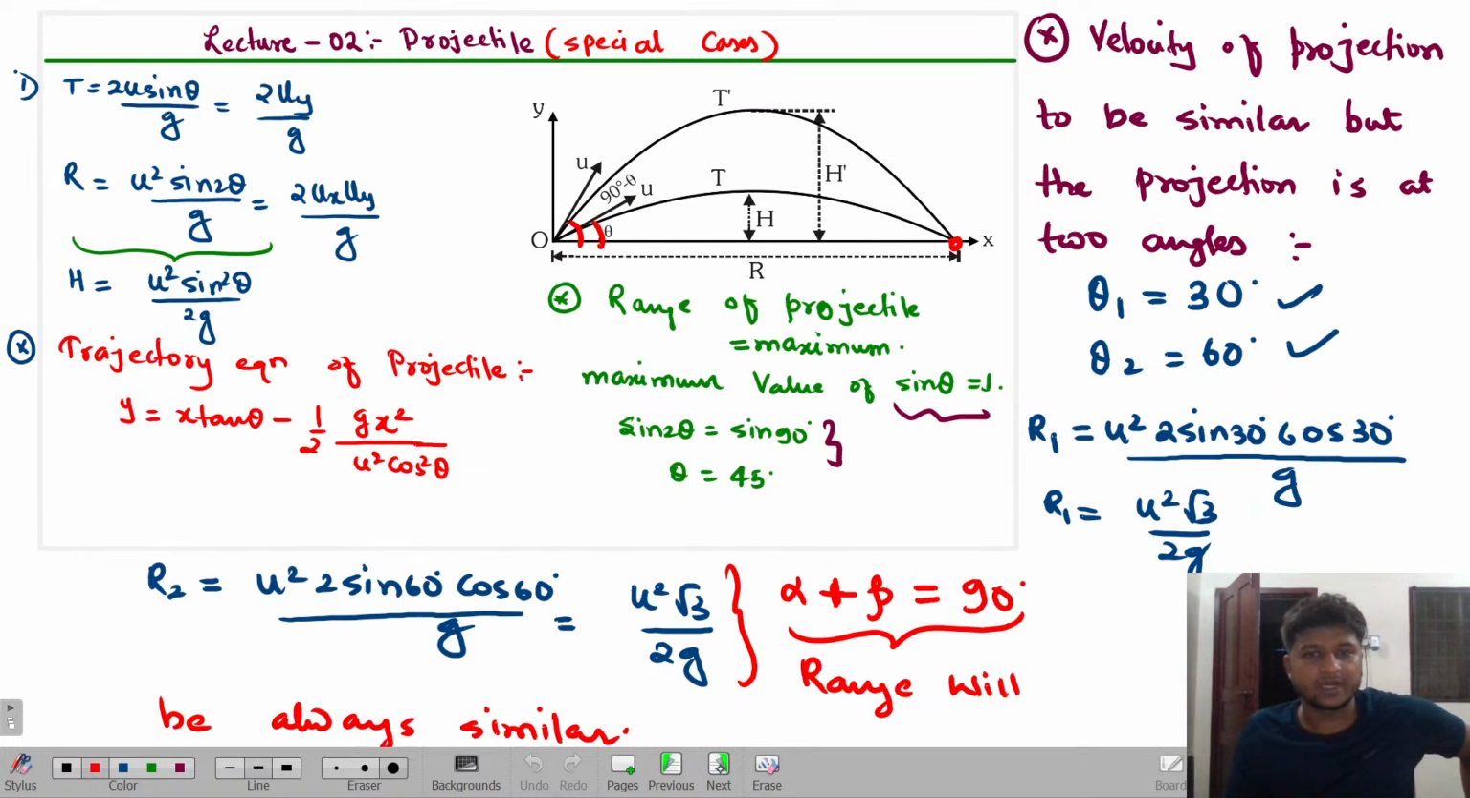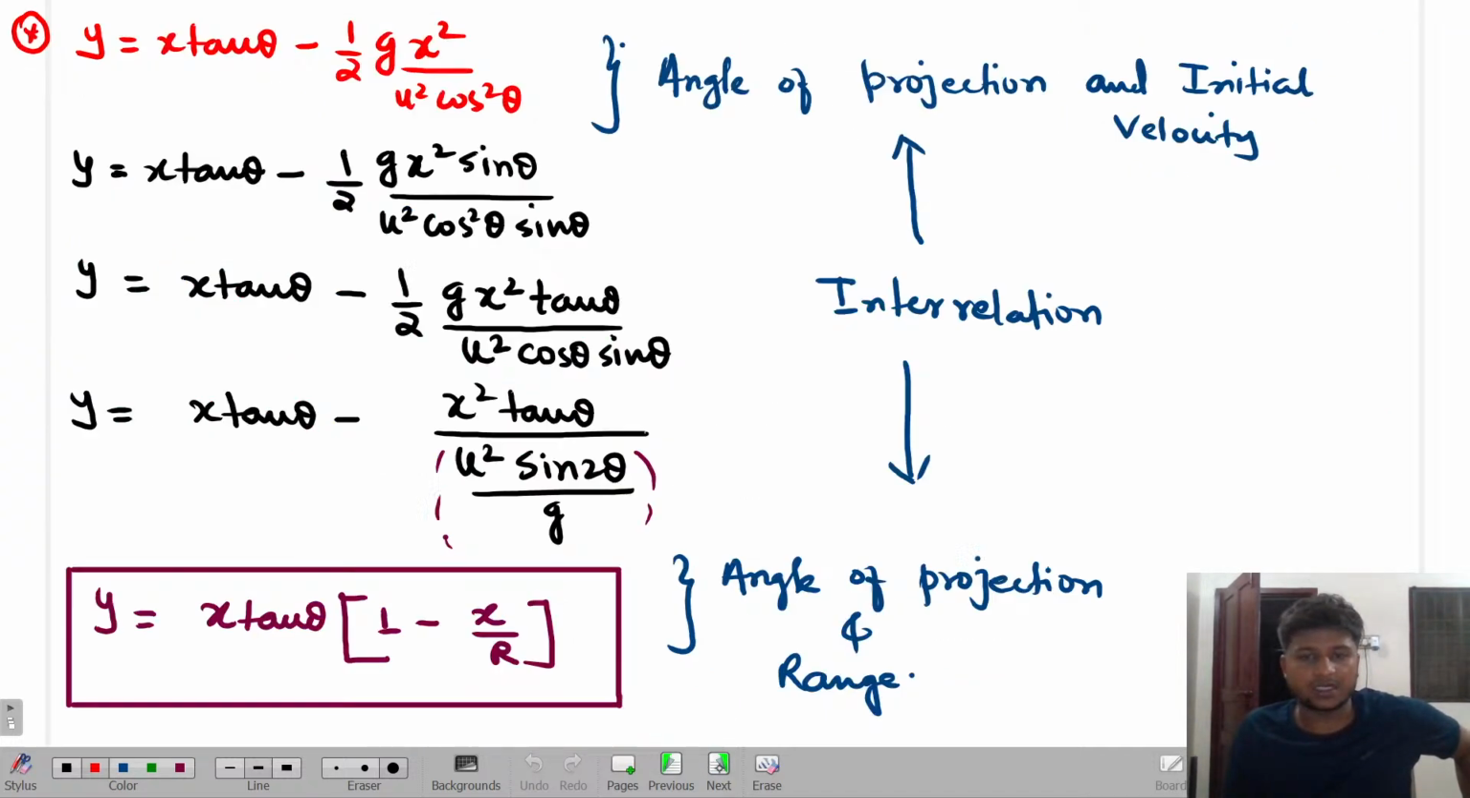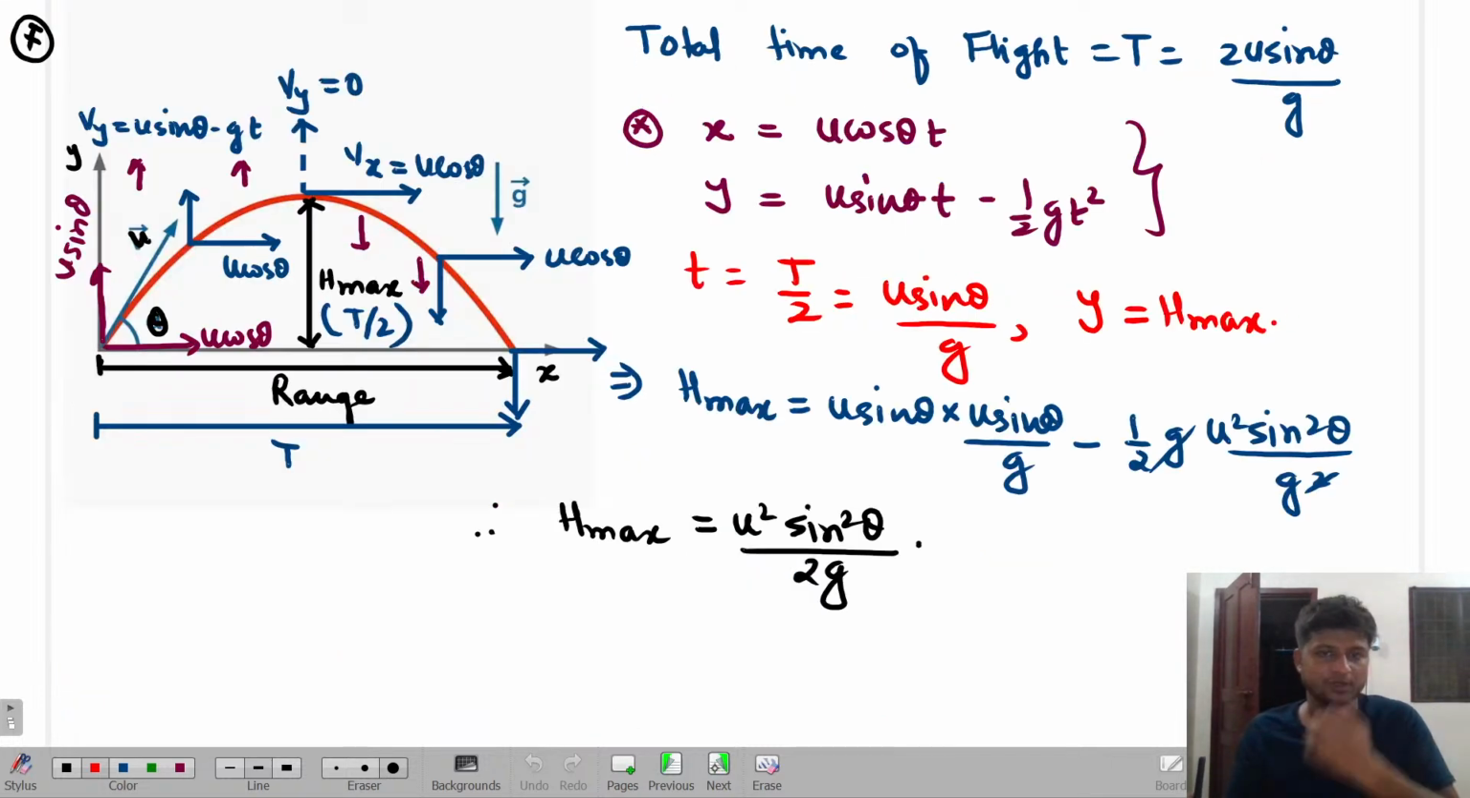Then we got to know how to find the range, then we got to know the condition of maximum range, and the relation between angle of projection and range. Go ahead or not? Then we got to know how to find the H max. Then we also understood what is actually happening in projectile.